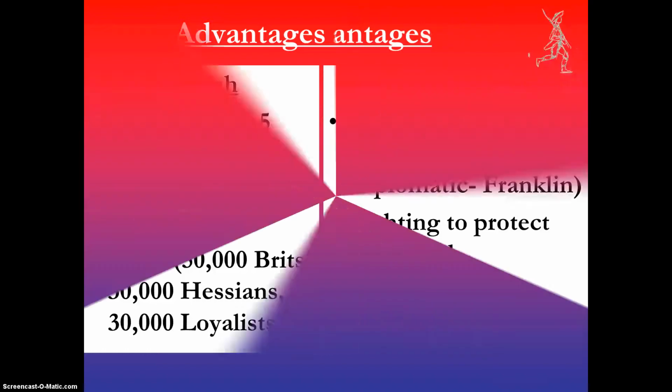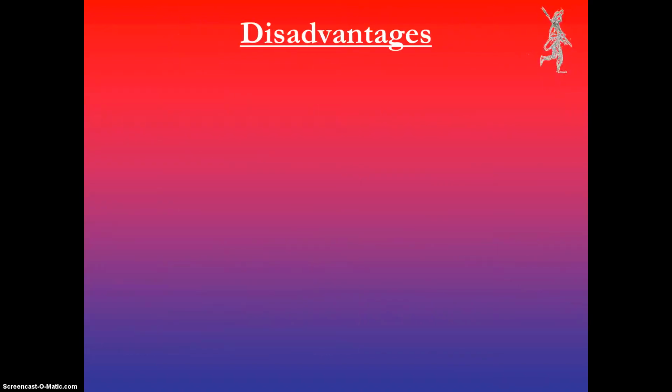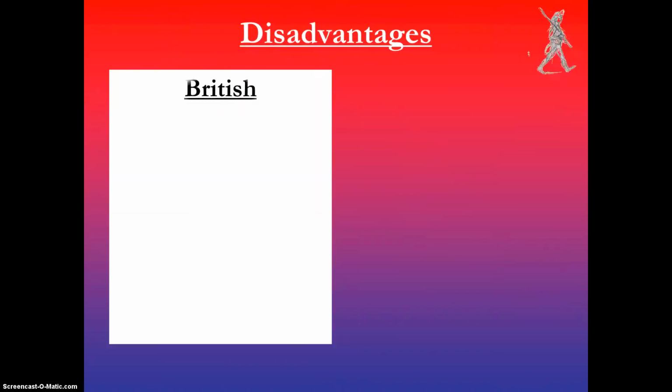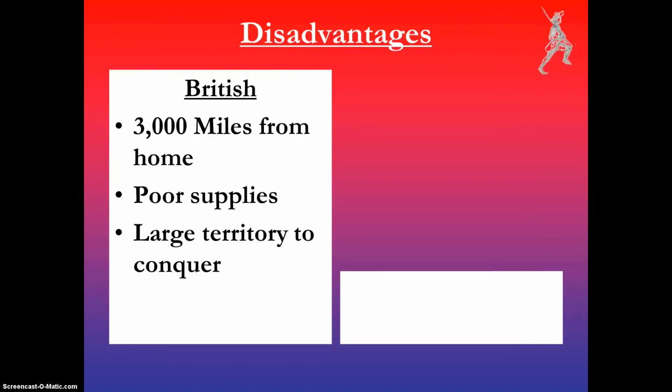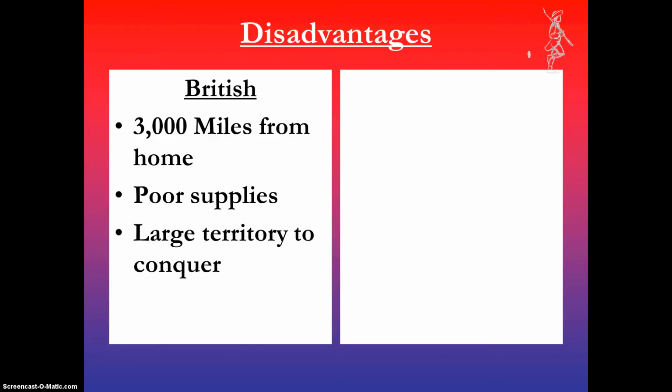Exactly. And then right here we have the disadvantages. So once again, British on the left, American on the right. So the British, they have to go 3,000 miles from home. And we purposely would attack their supply caravans all the time. Partially because we wanted them. We had no supplies to begin with. We wanted to steal them. Yeah, we didn't have any bullets yet. We needed to steal your bullets.